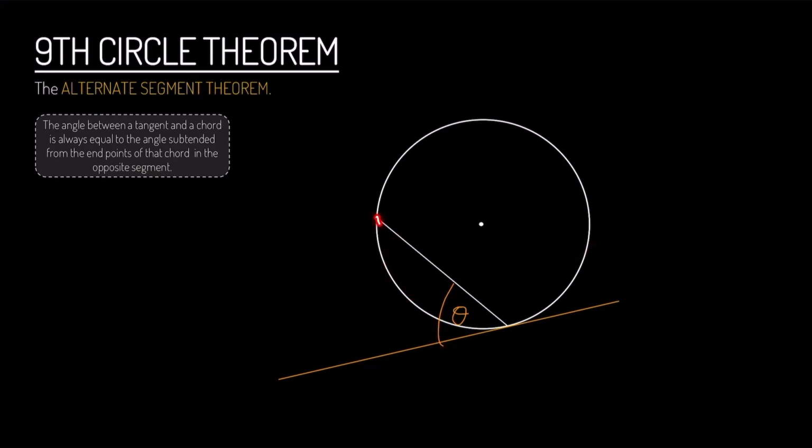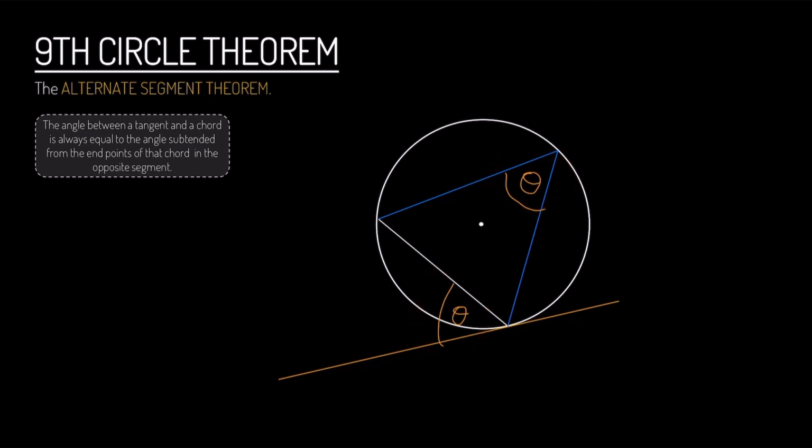And if we're going to make an angle with this chord in the opposite segment, it's going to have to be in this part right here. Looking at the first endpoint, I'm going to join it to the circumference on the opposite segment. Then I want to join it with the other endpoint like this. And this creates an angle that the alternate segment theorem states that it should be equal to theta as well. So this angle and this angle should be equal.